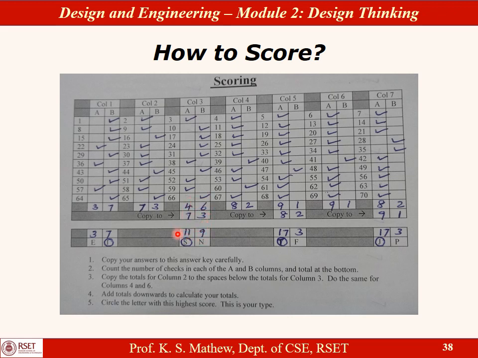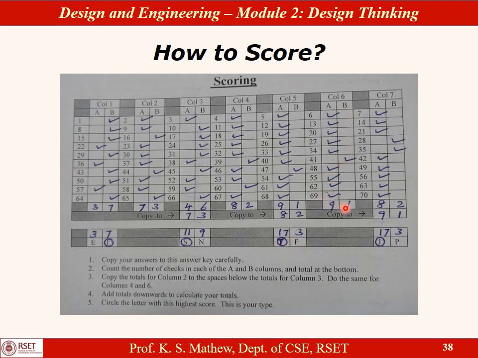You get the total, and that will decide whether you are sensing or intuition, whichever is higher, that will be your type. And column 4 total, copy to the total of column 5 below the total of column 5, and take the sum of them, 17 and 3. So take a look at the highest, and that will be your type, thinking or feeling. So in this case it is 17 and 3, so thinking.